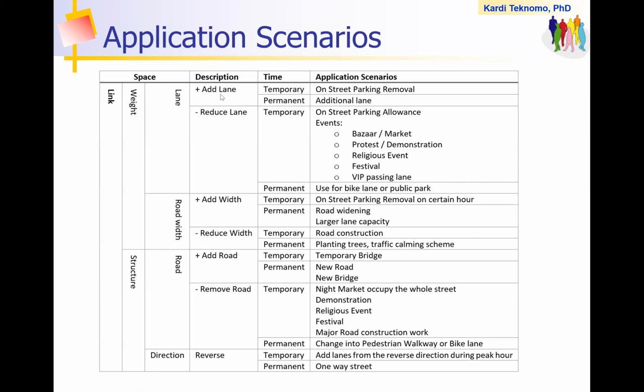So these are the examples of scenarios that you can do. You can add lane, you can reduce lane, either temporarily or permanently. You can change the road width, either add or reduce, or you can add new links, add road or remove the road, either permanently or temporarily, or you can change the direction. These are the applications of scenario that you can use for this IFN transport. Also the traditional traffic assignment. Exactly the same scenario.